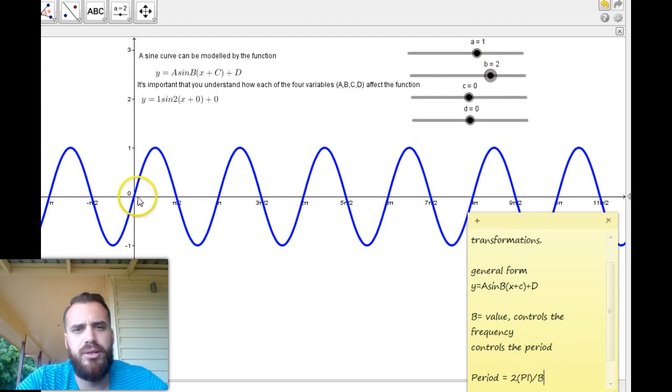B controls the period. In our next videos, we'll take a look at sketching these functions, and we'll also look at figuring out what the equation is from a function that you can already see.